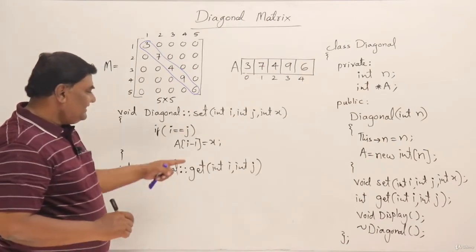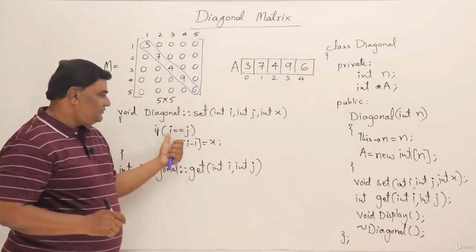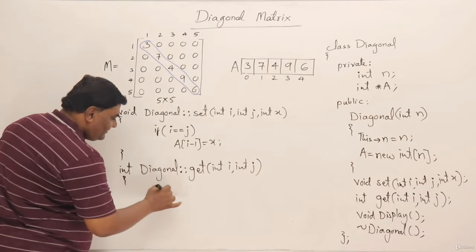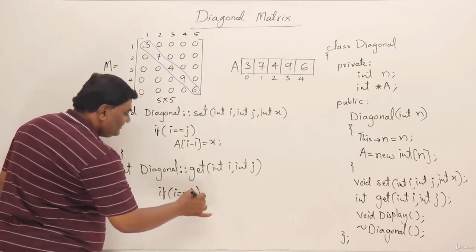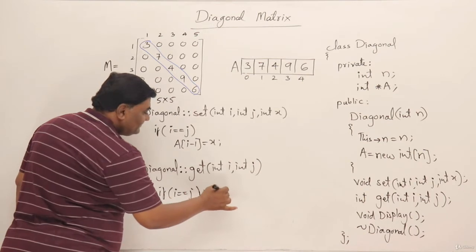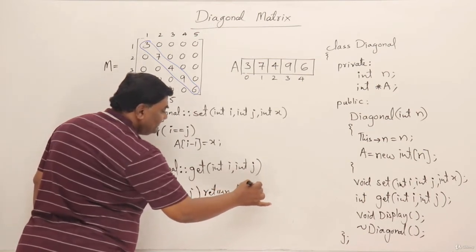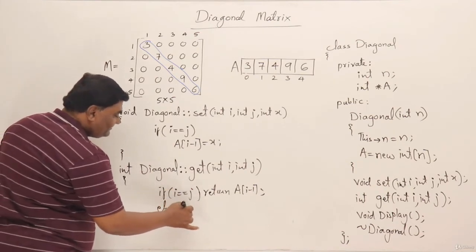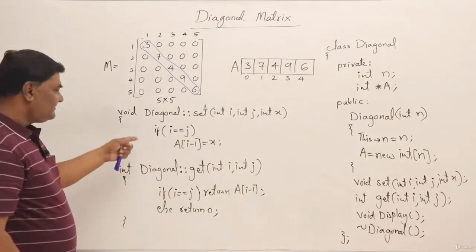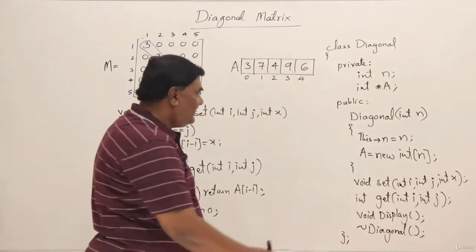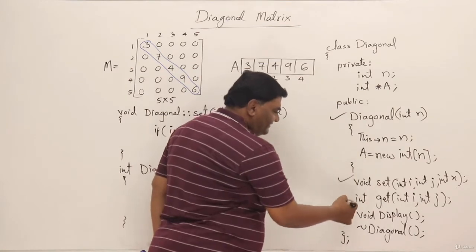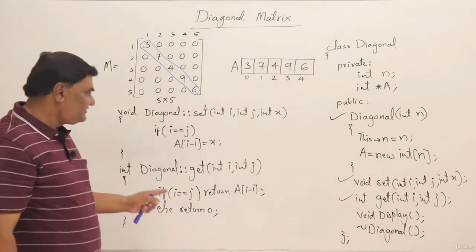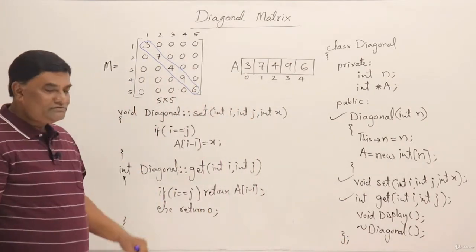Now here again I can get the data from there only if i is equal to j, just like in set. Same thing we have to do. If i is equal to j, then in the same line I am writing return A of i minus 1. And one more thing, if they are not equal, then definitely the element is 0, so return 0. So these are set and get methods. So I have a constructor, set method and get method completed. Now I will write down these two functions. There is no space, so I will remove this and write down those two functions.